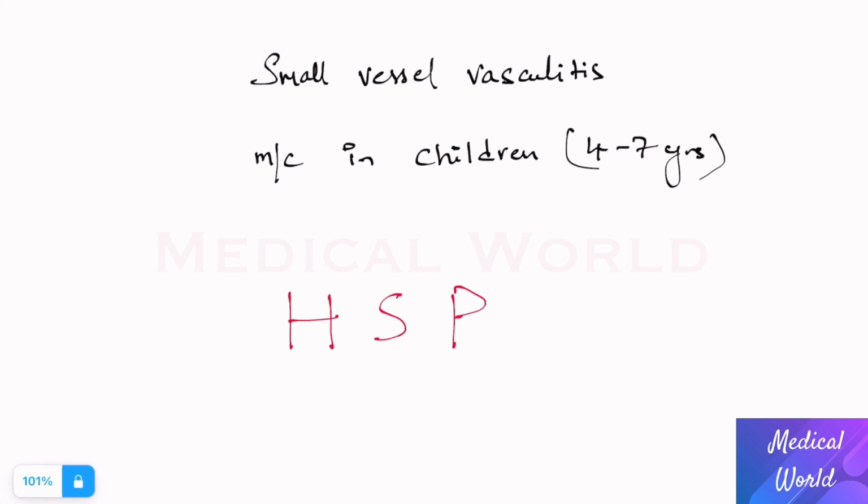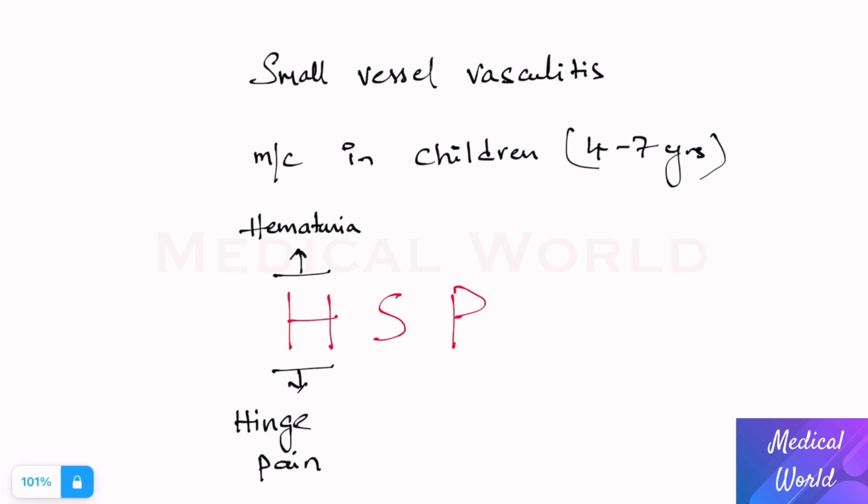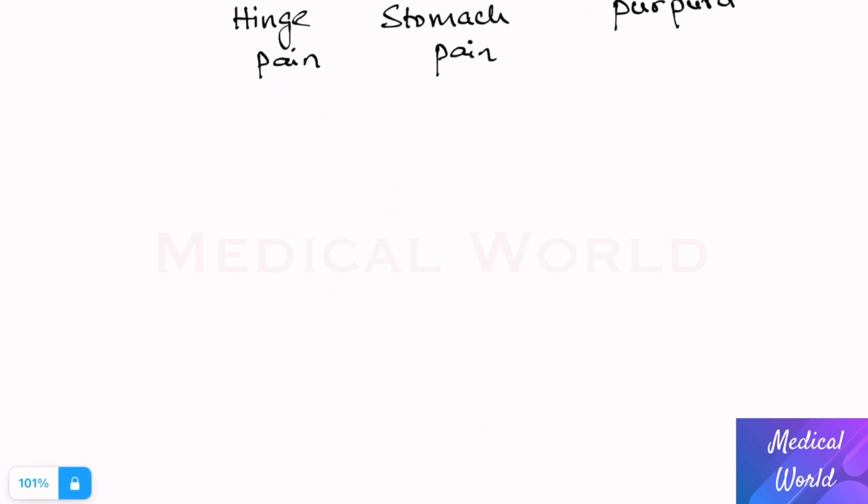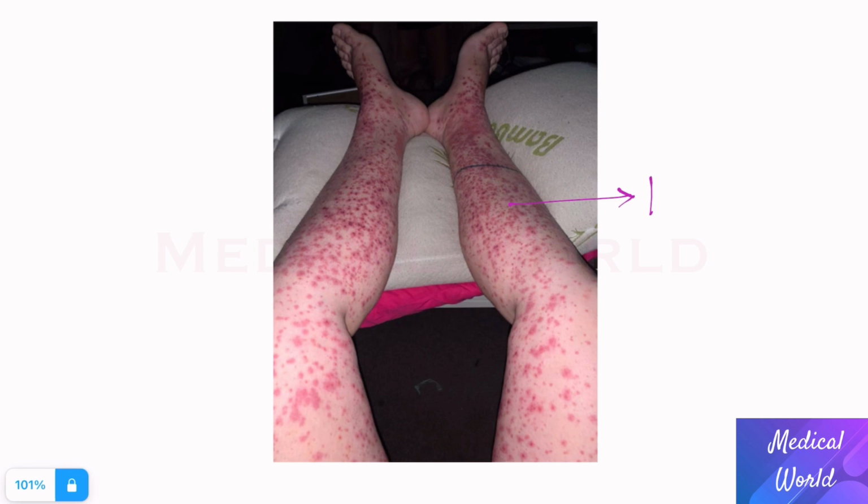To simply remember the signs and symptoms of the disease, we take the disease name itself as a mnemonic, that is HSP. Here H means hinge pain, that is arthralgias, joint pains will be there. Hinge pain means joint pain. H stands for hematuria also, microscopic hematuria will be there. H stands for stomach pain, whereas P stands for palpable purpura and also proteinuria. These are the major symptoms of HSP.